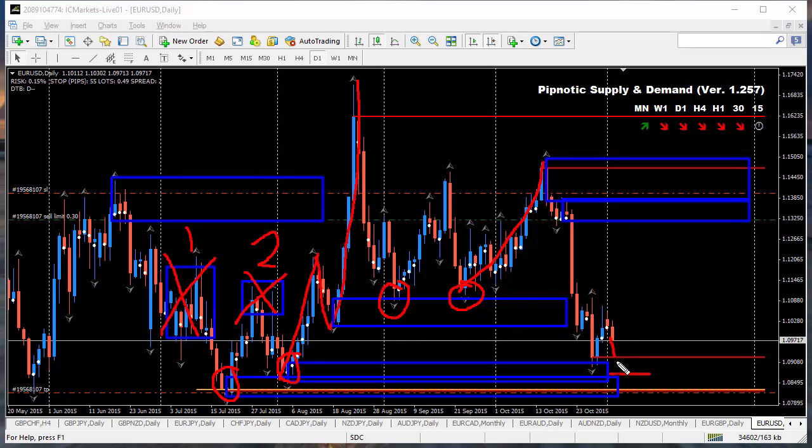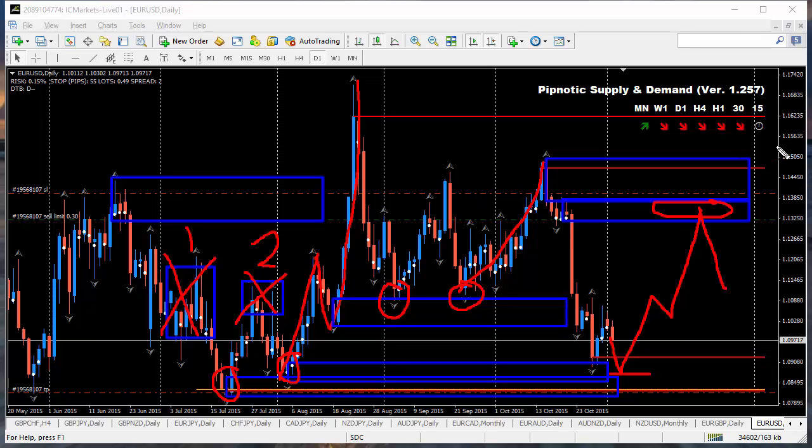So when price comes down here, then we'll have a rejection. And my anticipation is that price moves up into this area just here and is rejected and will move lower.